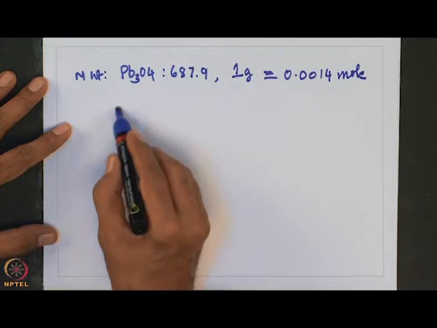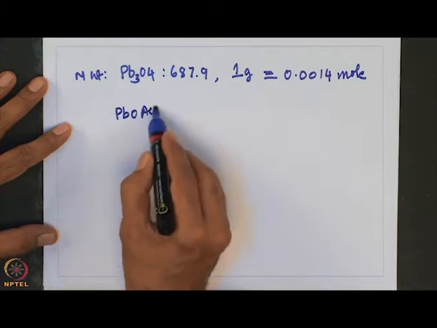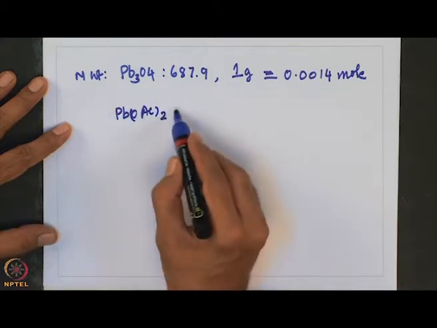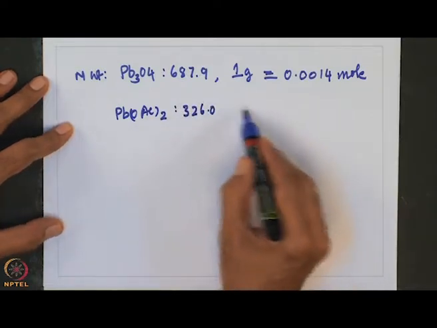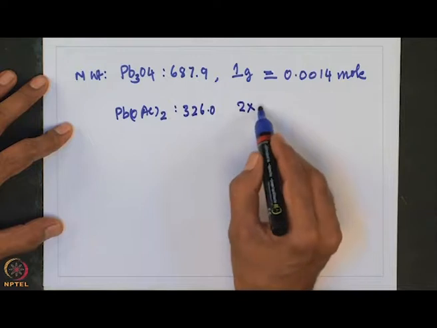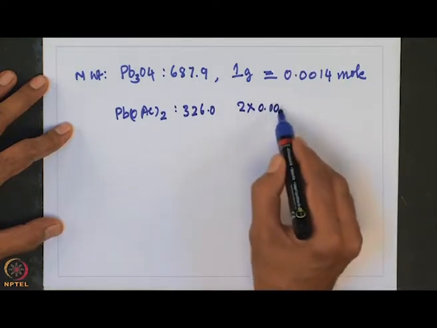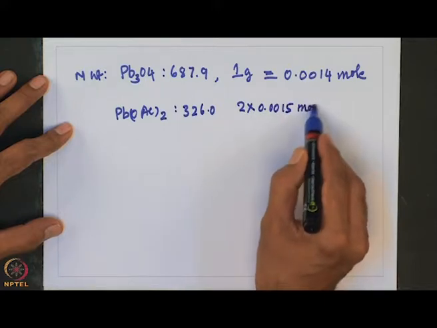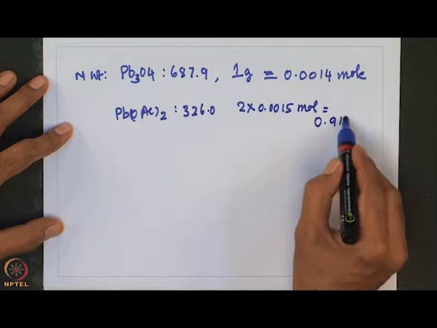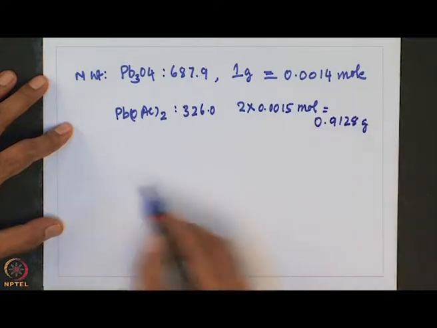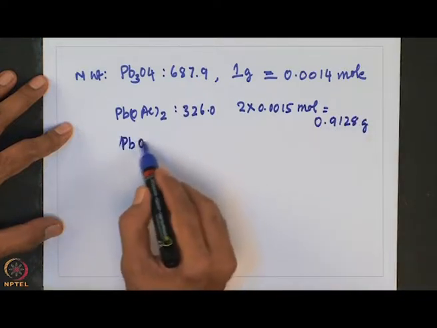Okay. So, that means Pb(OAc)2 is 326.0, that means it should form 2 into 0.0015 mole. So, that is equal to 0.9128 gram.